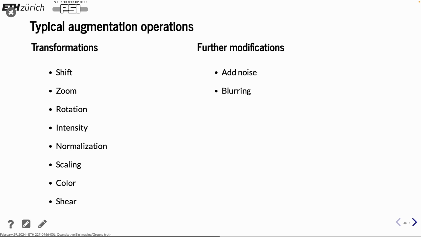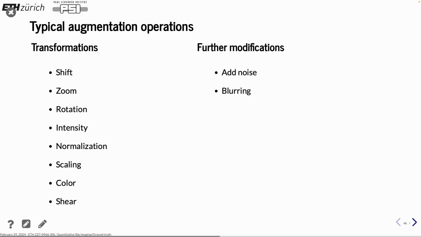The types of augmentation you can do on the data are transformations. You can do shifts, so you just translate in different ways. Zoom, scaling, rotation of the objects. You can also change the intensity, and normalization is also kind of an intensity, but could also be shape normalization. Scaling is kind of similar to zoom, and you can also play with the color ranges.